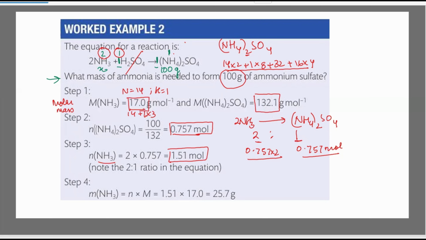Now these many moles of ammonia, you have to convert into mass. So again, we have the formula: moles equals mass over molar mass. We'll rearrange this because we have to find the mass. So the formula will be mass equals moles times molar mass. So the moles are 1.51 times the molar mass of ammonia, which is 17. When you multiply and simplify, we'll get the answer 25.7 grams.